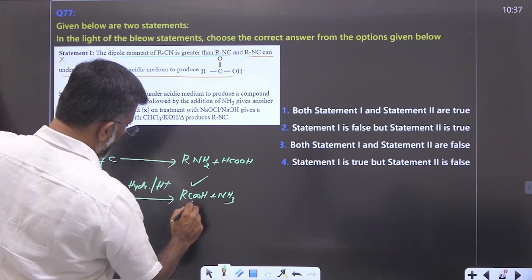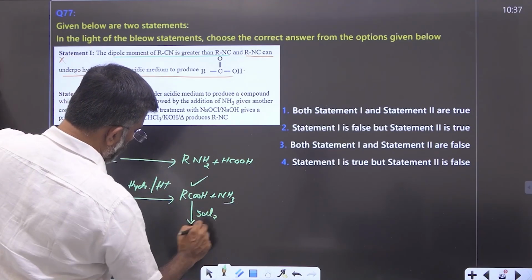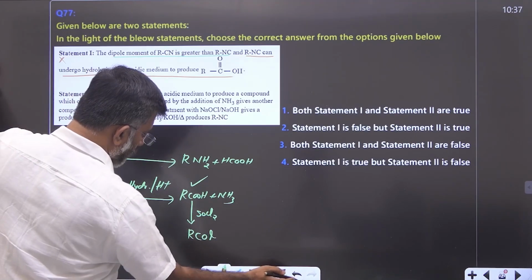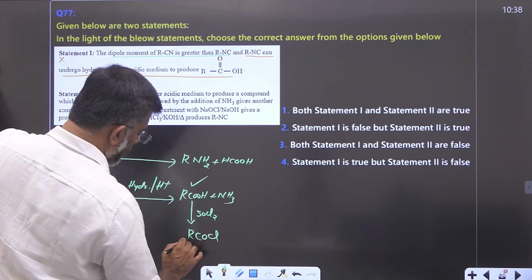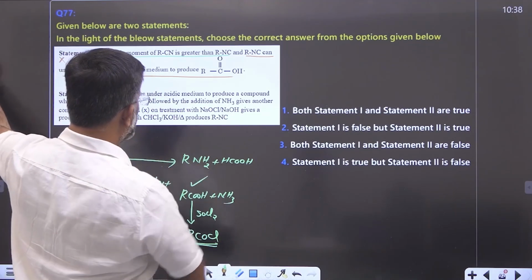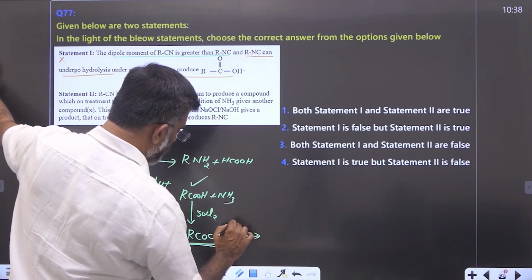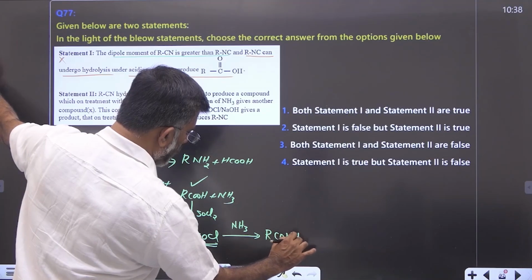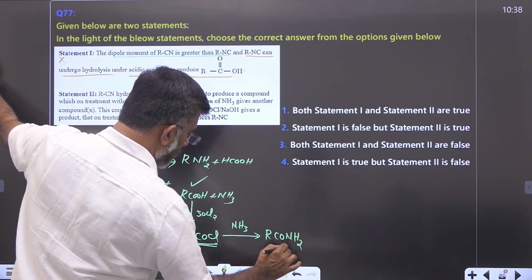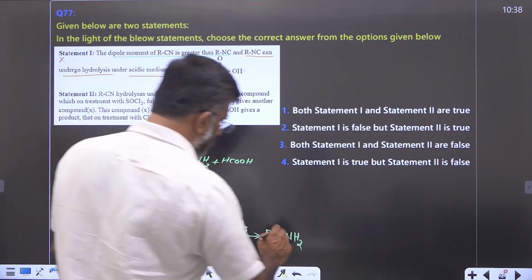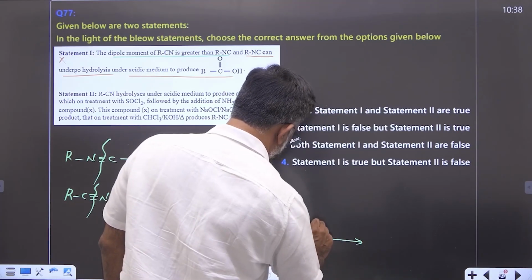You will get this, and that treated with SOCl2, you will get RCOCl. This is the compound, followed by addition of ammonia. You will get amide, RCONH2, that is compound X. Now this compound is treated with NaOCl, NaOH.